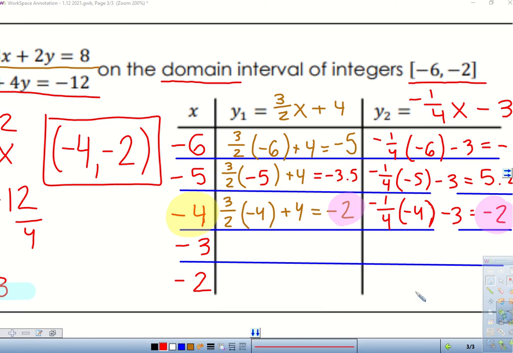So does everybody understand the general idea of what to do when you're checking a system like that? You're going to plug in until you get the same value. If you don't get the same value, they're not going to have a solution. And if you do get the same value, you don't have to keep going because we already know the answer. Okay? So that's everything.